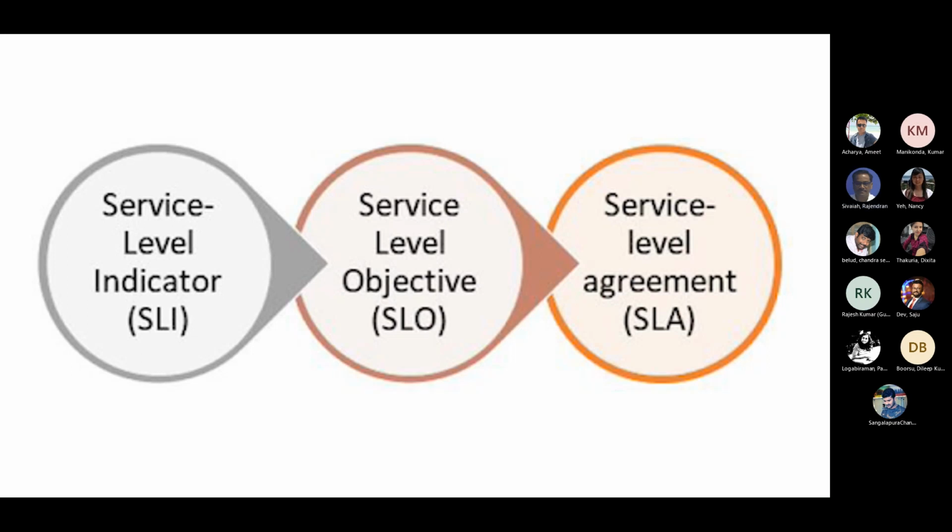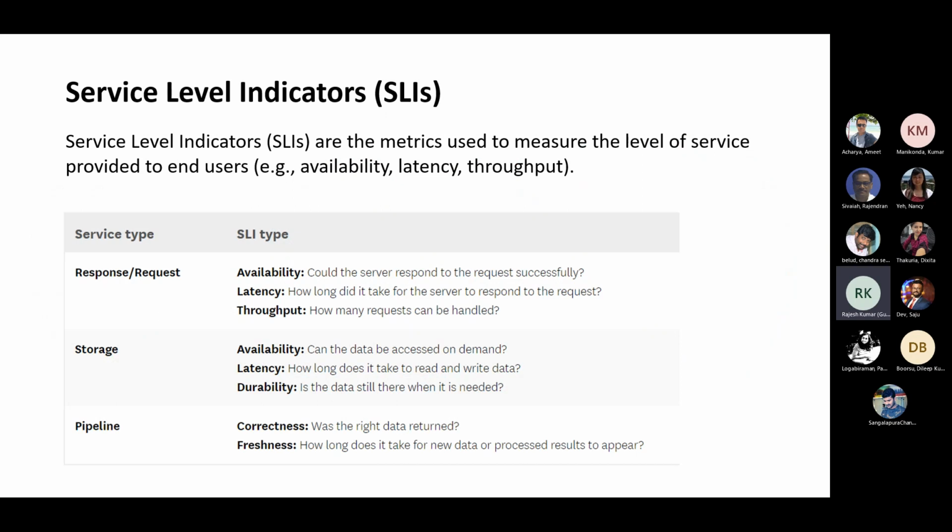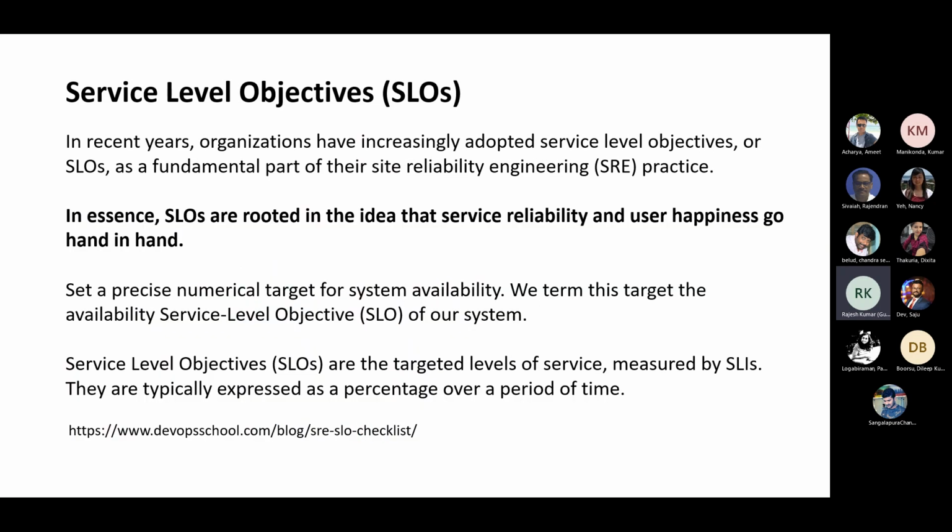Okay, now what about service level management? This is the second work you have to do. SLI, in a simple way, is something you get from observability, or in a simpler way, monitoring. SLI is basically metrics and measures which you get from the system. It can be response time, request time, storage, pipeline, and different types of SLIs are there.